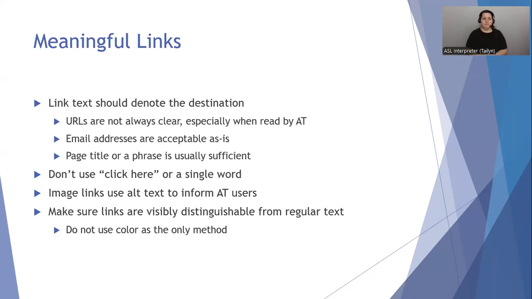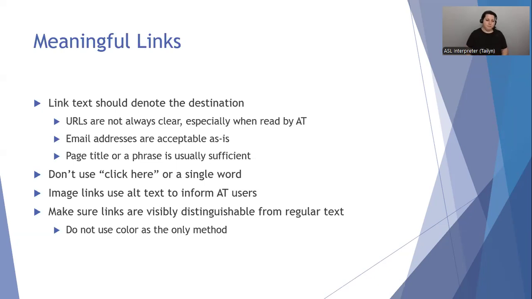As I mentioned again on the previous slide, image links should use alt text to inform AT users of what's going on. So again, that alt text kind of trumps anything else that is being used for a description. So that's why we use that for the image or for the link description rather than the image description.